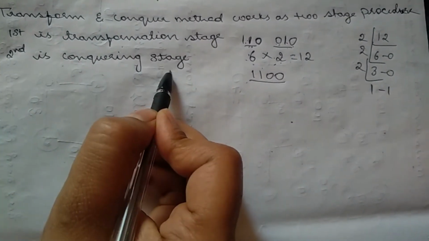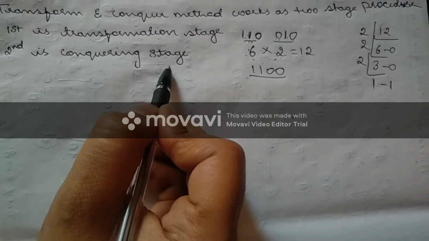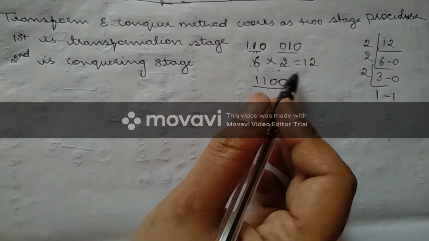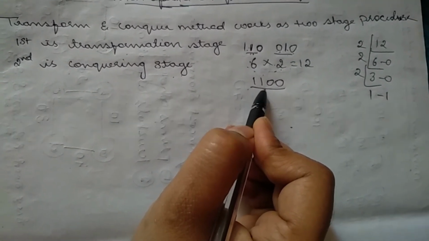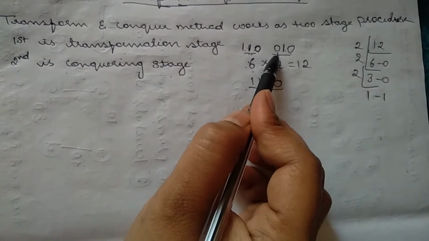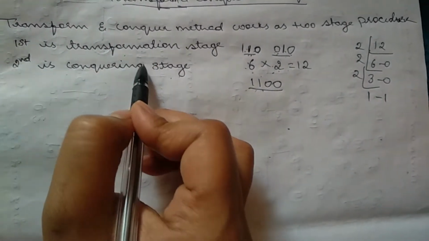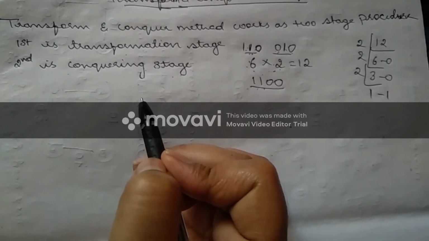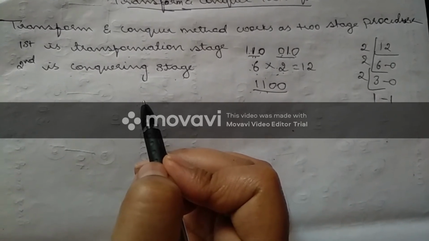Second is the conquering stage. The conquering stage is in order to get the solution for that one. Okay, this is the solution for this conquering stage. Here I got the solution, then I have converted and I got the proper solution for these numbers. Is it not? This is called the conquering stage. These are the two main stages we have in the transform and conquer technique.